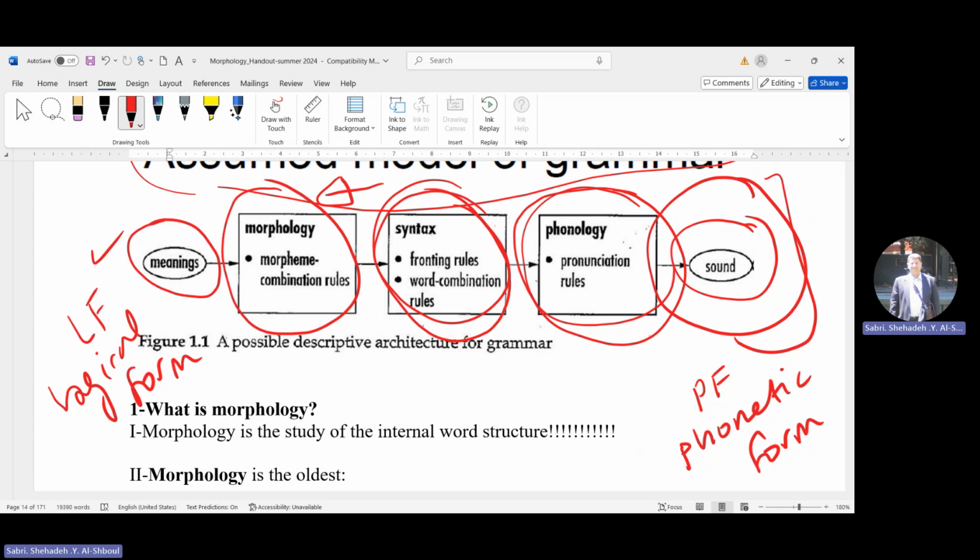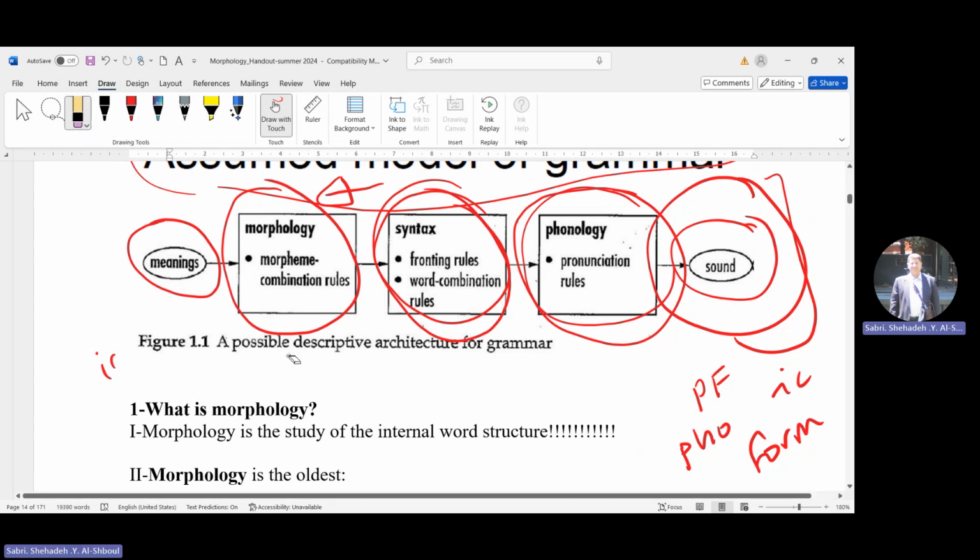This meaning to sound model of grammar highlights the structured and hierarchical nature of language, demonstrating how different linguistic components interact to transform abstract thoughts into spoken words. It also aligns with generative linguistic theories that emphasize the role of syntax as a central organizing force in language structure. So this is a brief idea about this model, because typically it can provide us with a clearer picture of the representation of grammar in general and the morphological knowledge in specific. So it is good that we have an idea about such a kind of grammar that we have in front of us here.